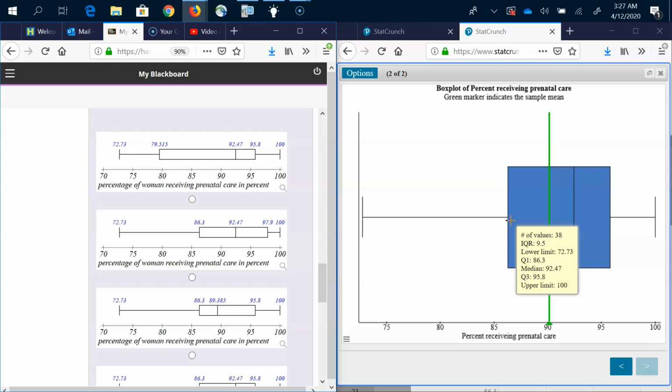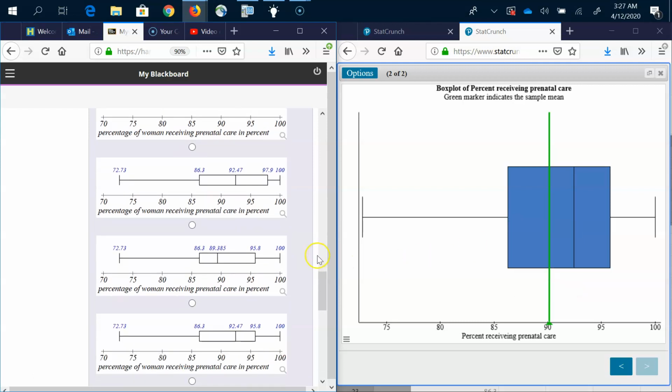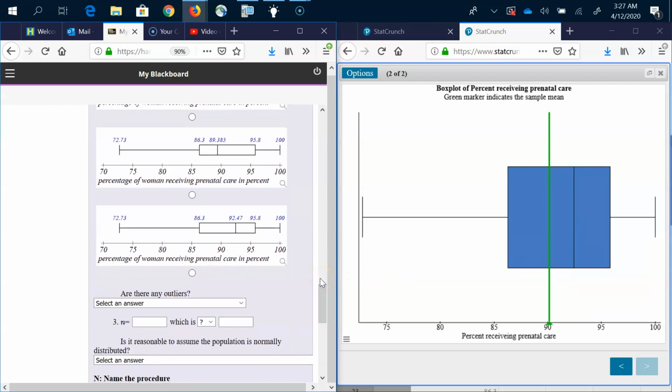And since the first quartile is 86.3, we can eliminate the top graph on the left. That leaves only the bottom 3. Hover over the graph on the right again. The third quartile is 95.8. So that eliminates the second graph. So now I'm only looking at the bottom 2. The median is 92.47. And so that is the last graph.